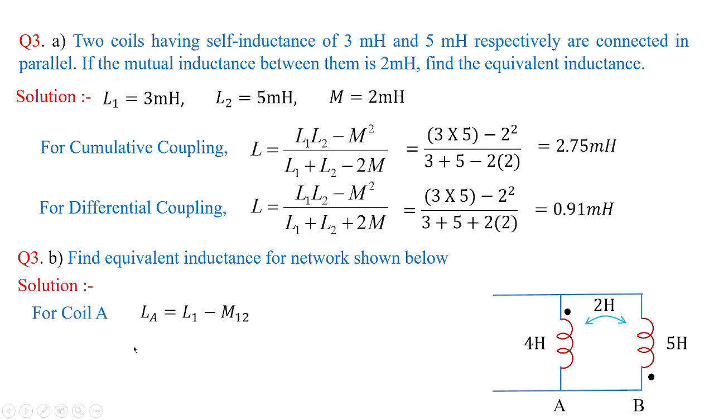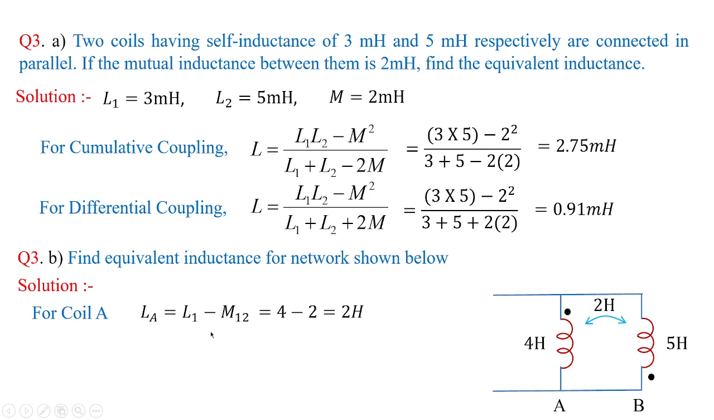First, let me calculate coil A's self inductance. The total inductance of coil A will be nothing but L1 minus M12. L1 is the self inductance value minus M12. Why minus M12? Because the M12 is in opposite direction. That is why I am taking the value of the inductance as minus M12.